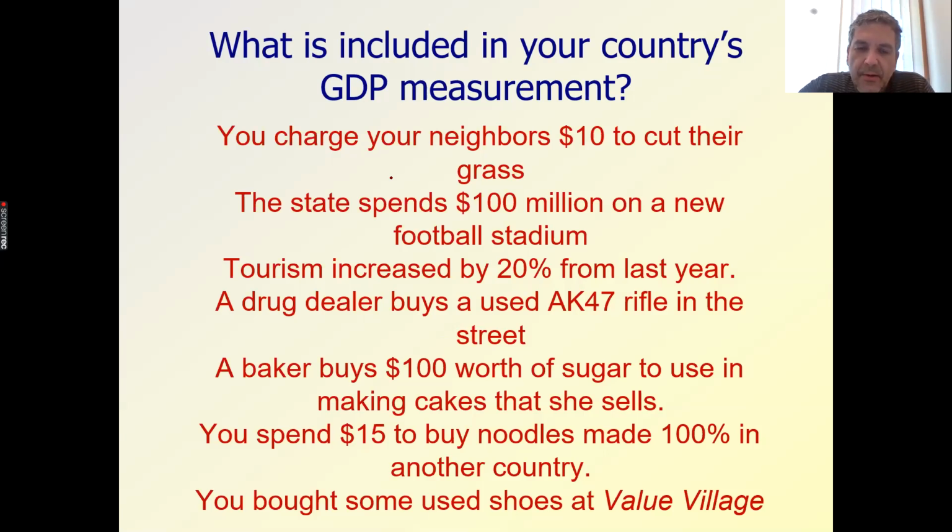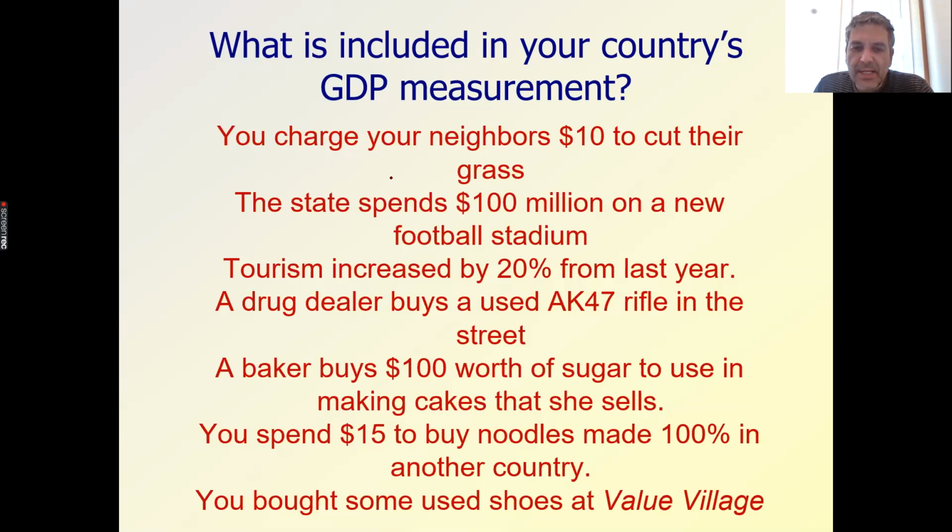A baker buys $100 of sugar, not counted. Why? Intermediate good. Remember, the cakes are counted, but not the sugar. You spend $15. Well, it's counted in the GDP, but it's counted as a leakage, a minus. So you have to put minus 15 of the GDP of your country because the money is flowing out of your GDP.